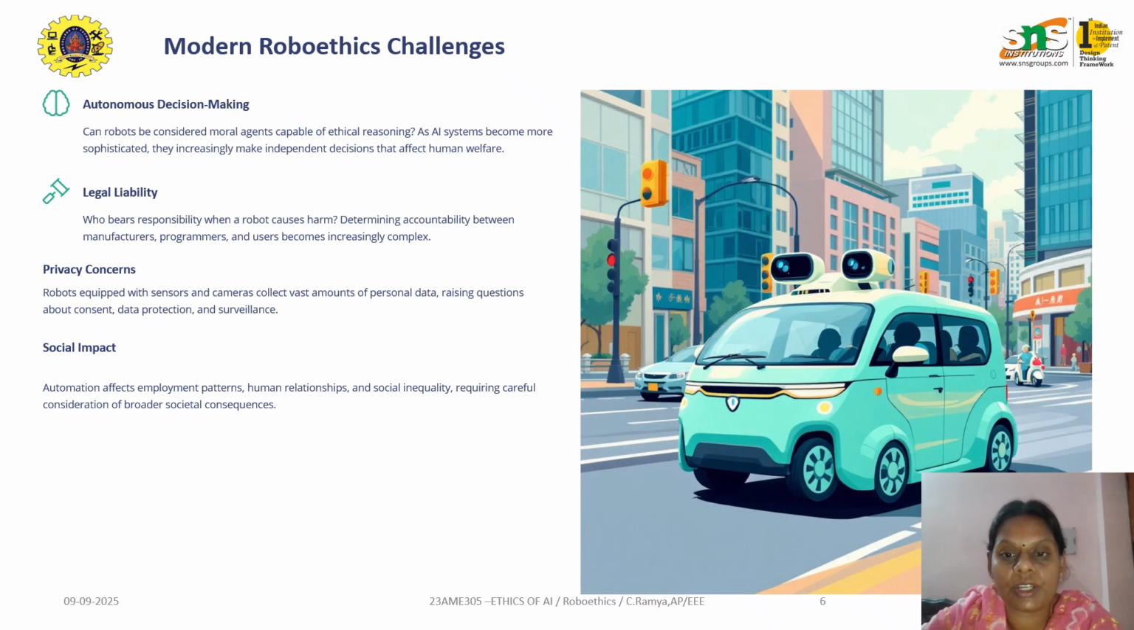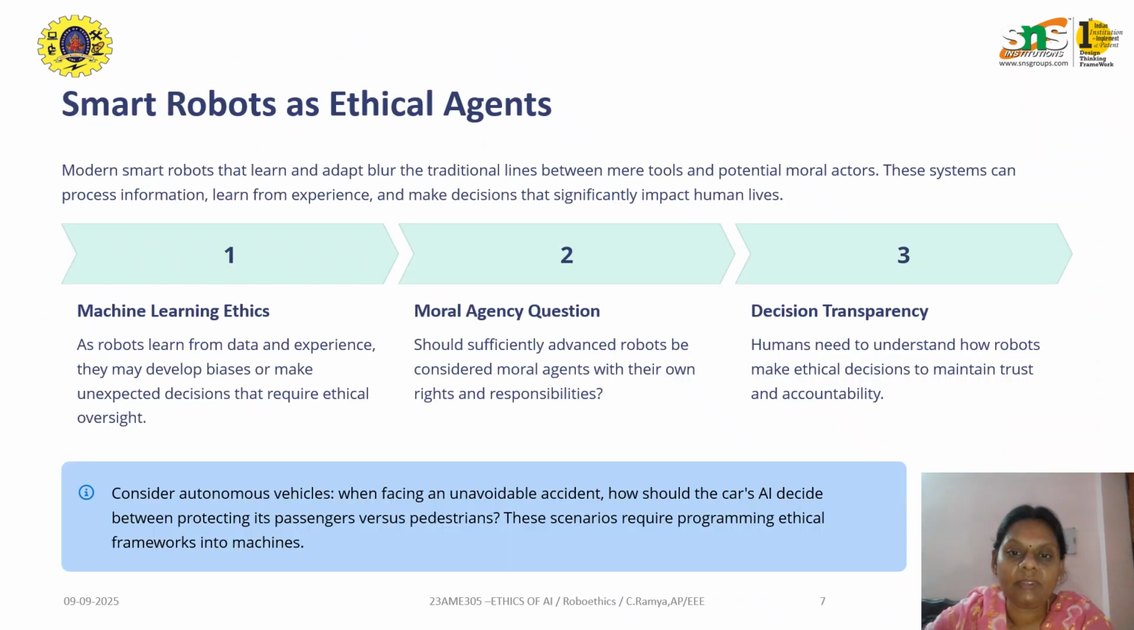Next are the modern challenges. Today, roboethics faces several challenges. Autonomous decision making can cause robots to make moral choices on their own. Then legal liability: who is accountable for the harm caused by a robot, which may be the designer, programmer, or the user? Coming to privacy, robots collect massive amounts of personal data, and how do we protect it? And we have certain social impacts also, as automation is reshaping jobs, inequalities, as well as relationships.